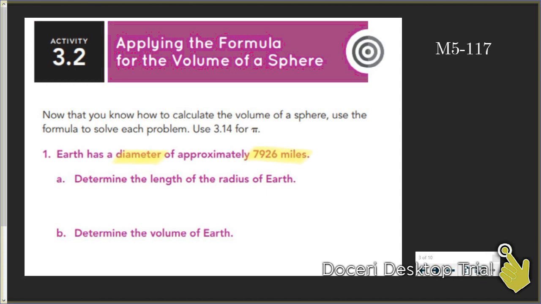And A says determine the length of the radius of Earth. Well, we already know how to go from the diameter to the radius. I don't need to teach you that. We've been doing that a lot already. So I'm going to go ahead and just give you 15 seconds. It shouldn't take long. Convert that diameter into the radius. Ready, go.